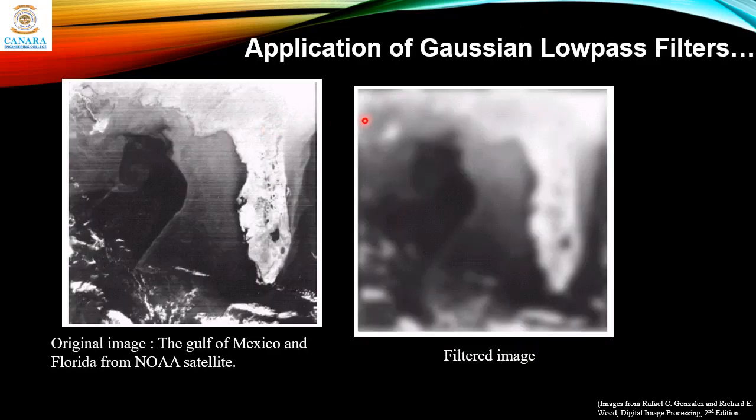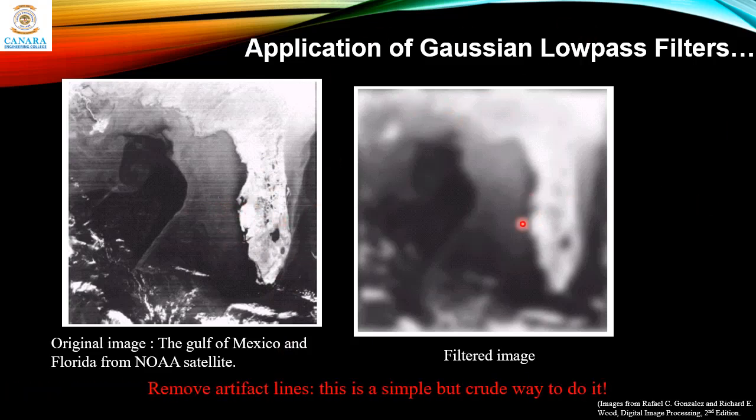Another application of a Gaussian low pass filter: here you can see this is a picture of the Gulf of Mexico and Florida from a NOAA satellite, and it has lots of artifacts in the image. If you want to remove these artifacts, you can apply the Gaussian low pass filter, and this will be the result. This is a simple way, but it's a crude way. In the output image, you cannot see much detail, and you may think the input was better than the output image. But still, this is just an illustration.